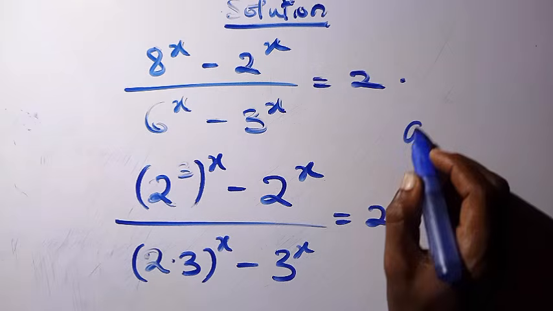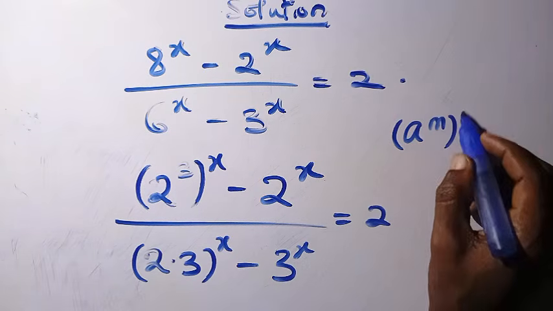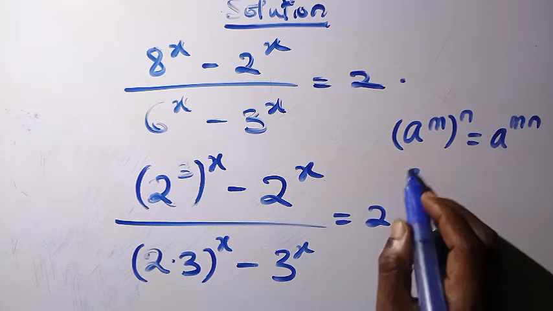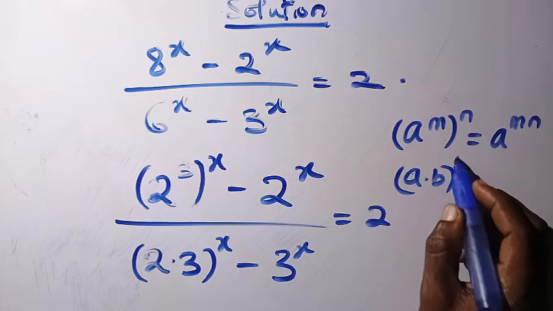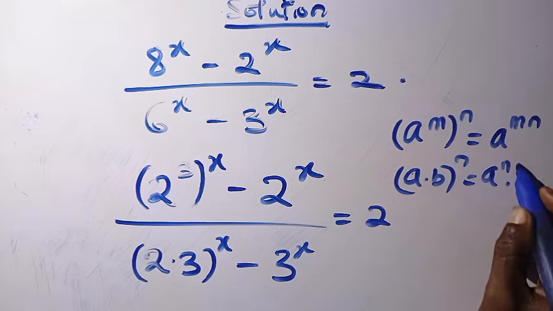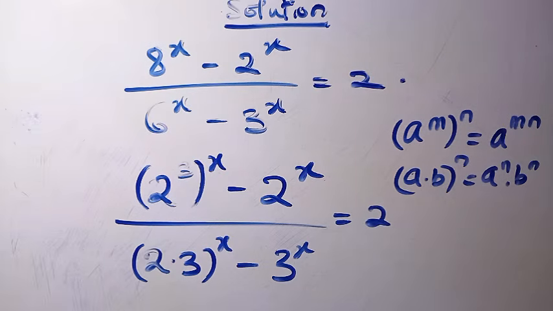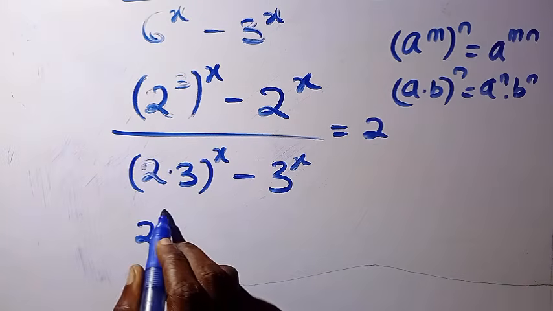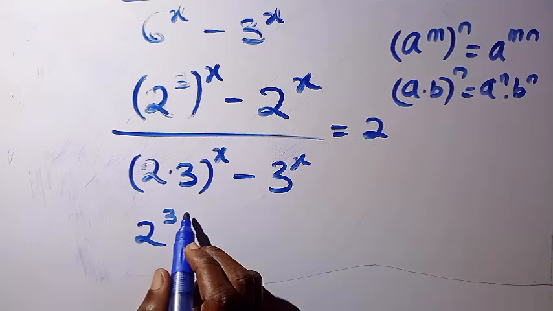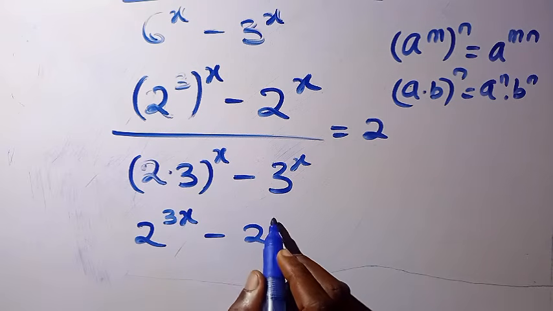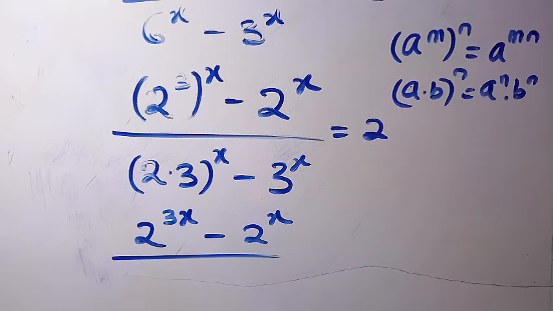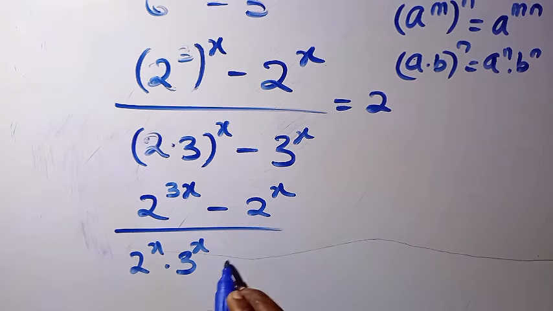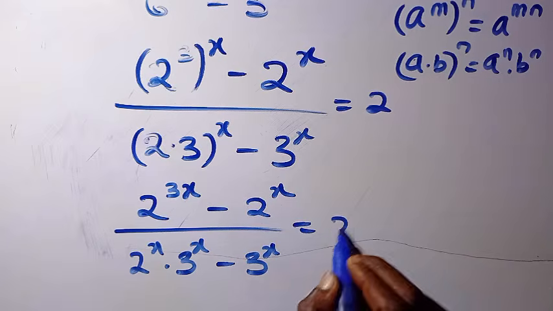Note that if I have a raised to power m, raised to power of n, this gives us a raised to power mn, and also a multiplied by b, raised to power n, equals a raised to power n multiplied by b raised to power n. Let's apply these two rules, and we have this as 2 raised to power of 3x, minus 2 raised to power of x, divided by 2 raised to power x multiplied by 3 raised to power x, minus 3 raised to power x, equals 2.